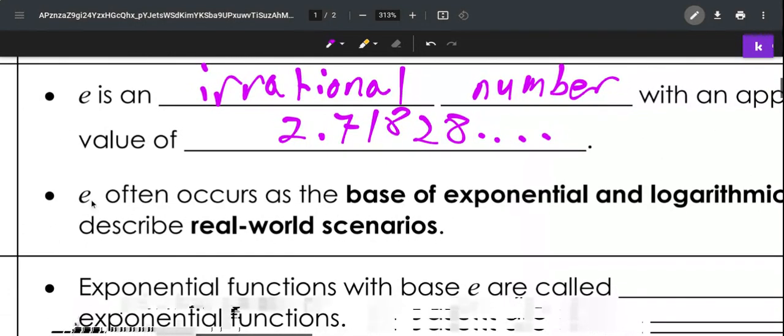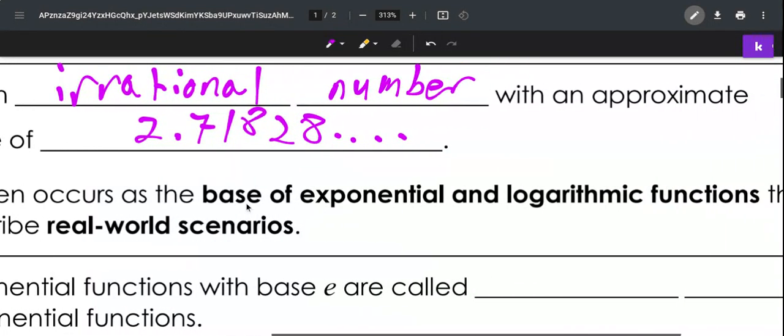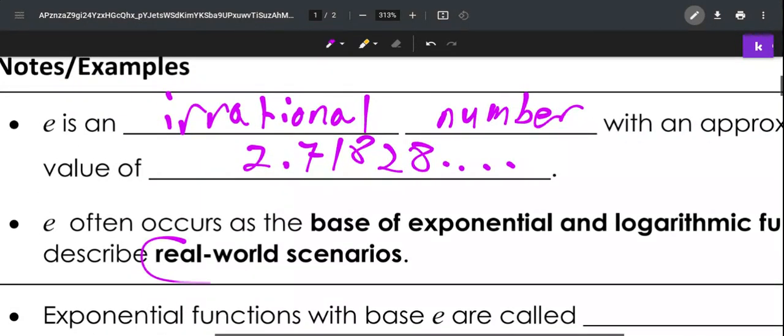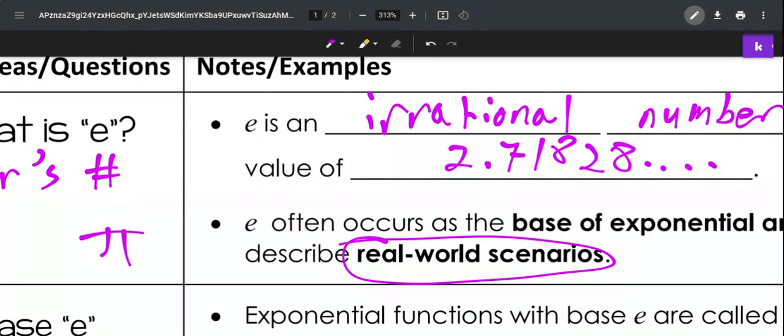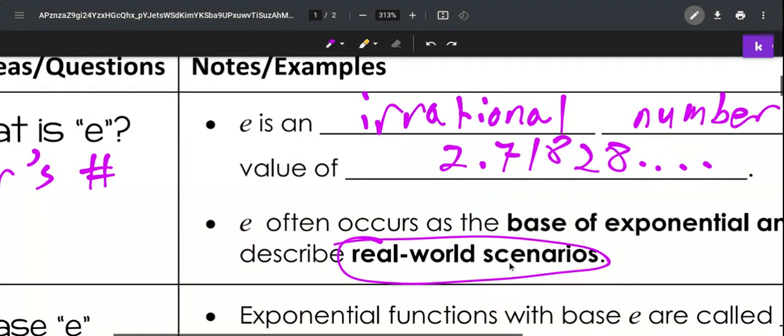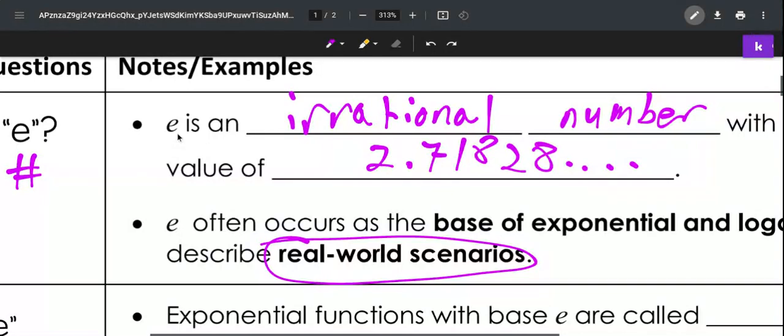Now, e is often used as the base of exponential and logarithmic functions, and typically we see it in real world scenarios. So here is where e and pi are different. Pi is used in geometry. Like you've seen pi in geometry before. It can be shown in geometric problems. e is not like that. e is usually shown through growth problems.